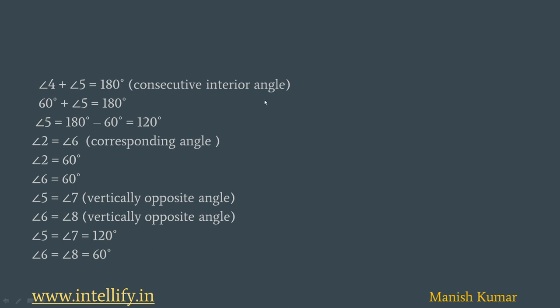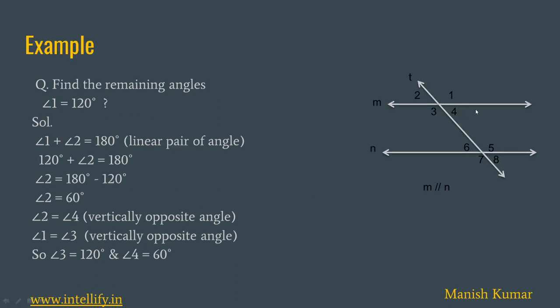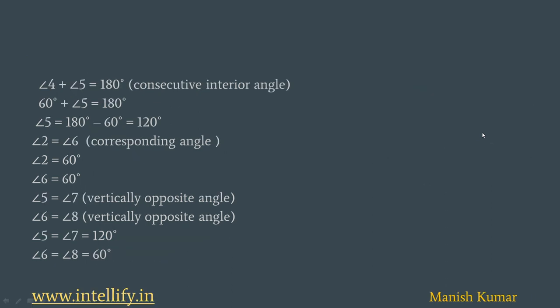Now for the rest of the angles, angle 4 plus angle 5 equals 180 degrees by the property of consecutive interior angles. As we are seeing, angle 4 and angle 5 are consecutive interior angles, so the sum of these angles should be 180 degrees. We have found the value of angle 4, that's 60 degrees, so we put here 60 plus angle 5 equals 180 degrees, so angle 5 equals 120 degrees.